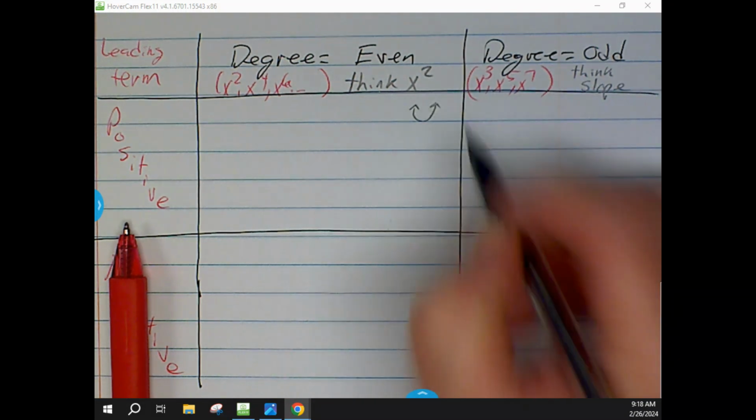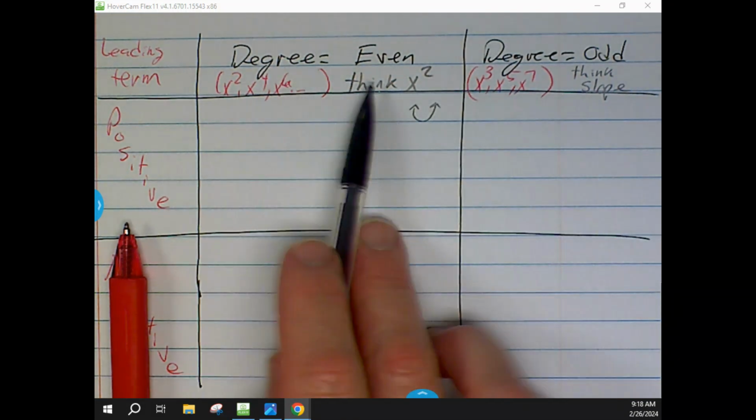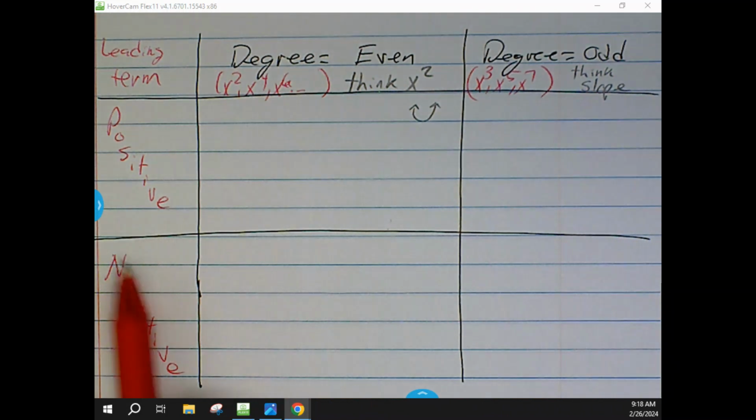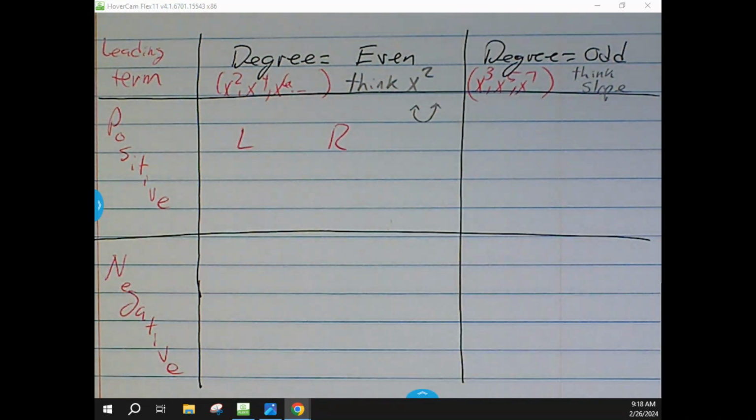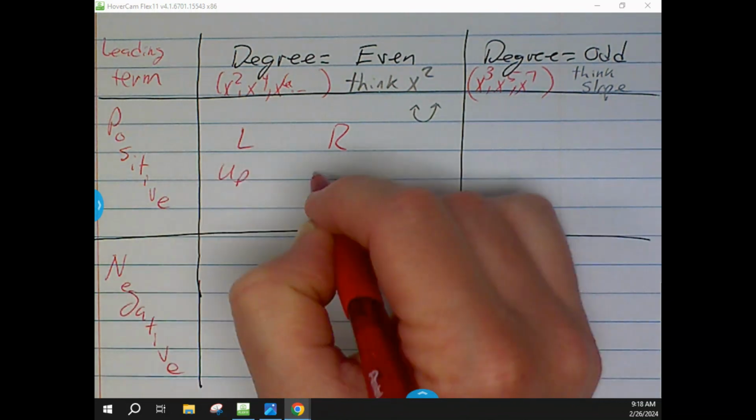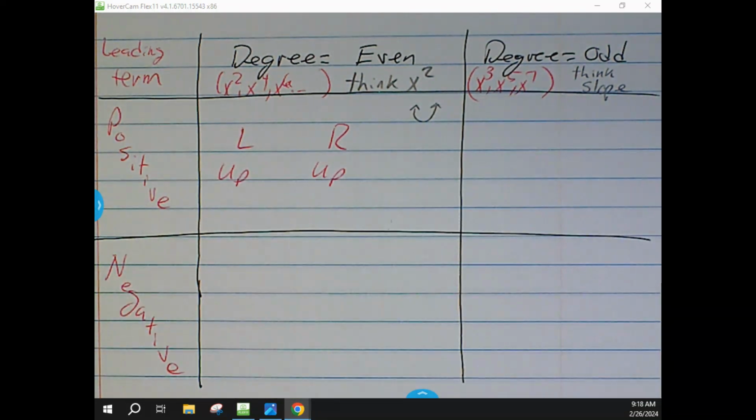Okay, so every graph that we have is all going to be similar to this one. So all you're going to do in this case is there's going to be an L and an R, or sometimes they're just going to have you put it in order. So the left is going to be up and the right side is going to be up. Or you can just say up and up.